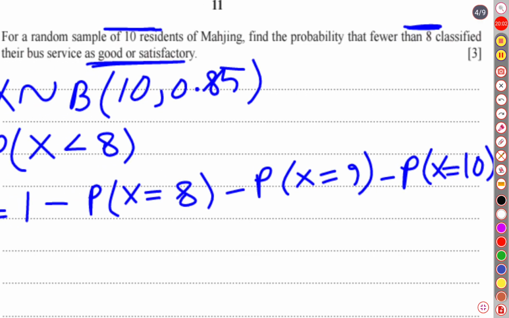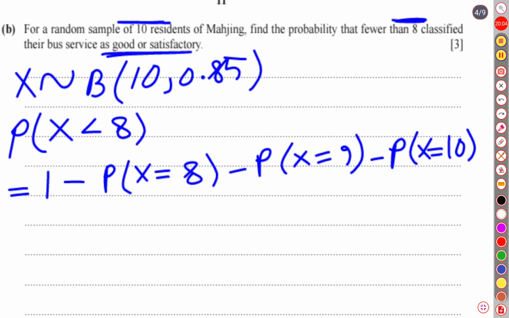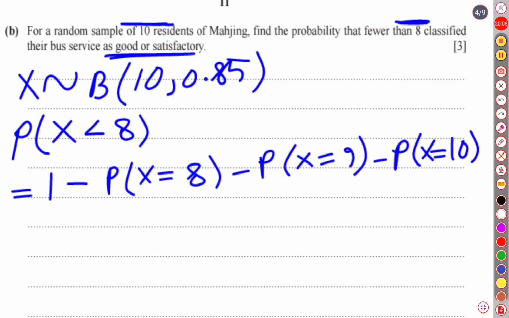I think you got my point. They have told us that fewer than 8 people classified the service as good or satisfactory. That means out of 10, 8 people, or 9 people, or 10 people might classify it as good or satisfactory. So from the whole of the probability, if we subtract the probability of 8 people, or 9 people, or 10 people, then we will get our required probability. So let's start calculating.